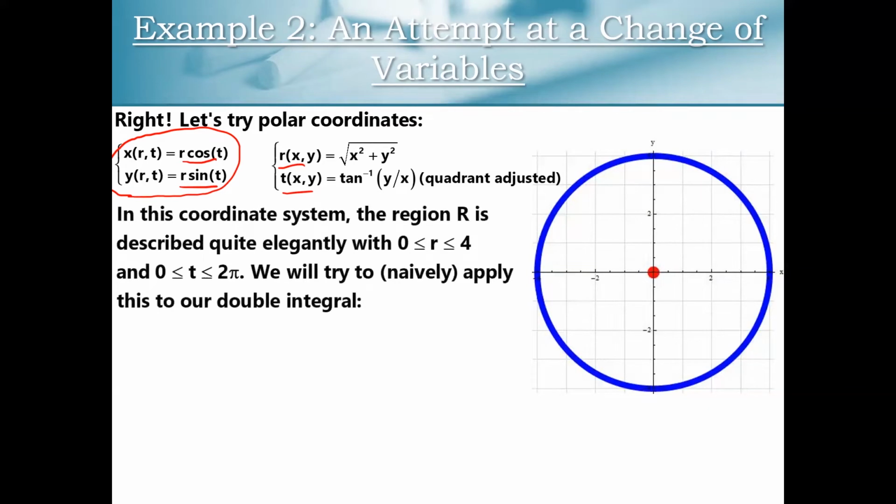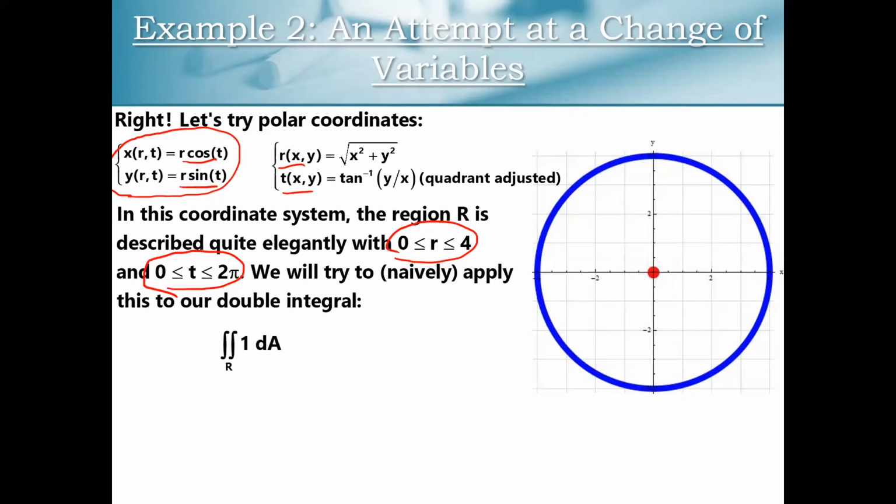All right, so in this coordinate system, our region R, it's really elegant to describe our circle, right? Because our circle is just r goes from 0 to 4, and t goes from 0 to 2 pi. And so if we really naively apply this to our double integral, we're going to make a mistake here, but we have the right general idea.